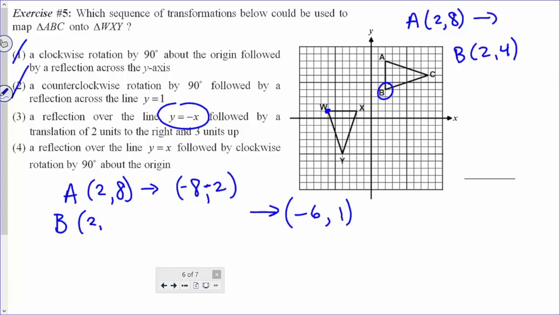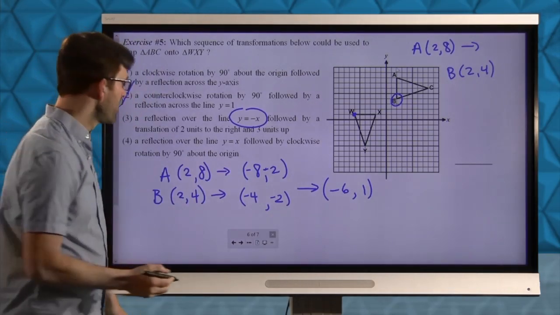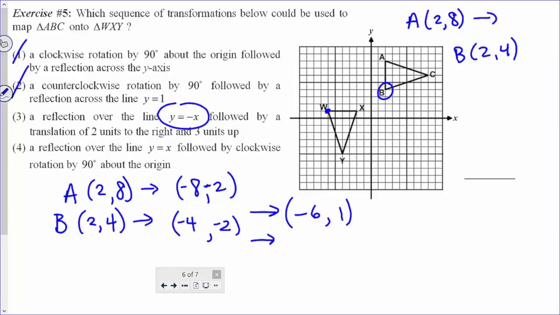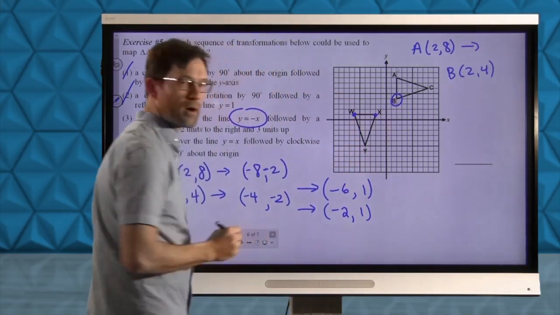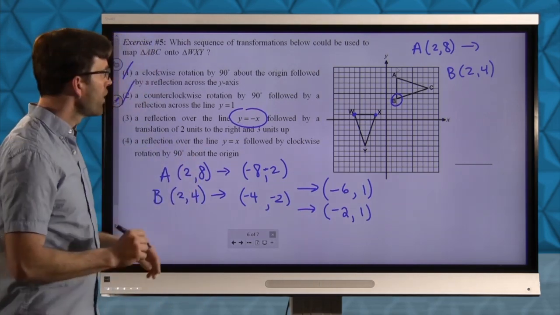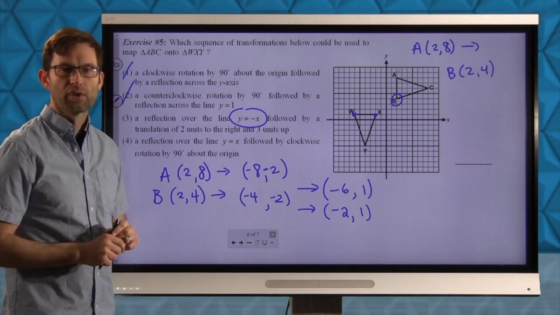Under the same transformation, I'm going to reflect it in y equals negative x, which is going to switch and negate the 2. Negative 4, negative 2. Then I'm going to shift it 2 to the right, which means that negative 4 is going to become negative 2. And 3 units up, that means that negative 2 is going to be positive 1. And that's right there. This is looking pretty good. Why don't you go ahead and try the last vertex, point C, and see if that transformation gets the job done.